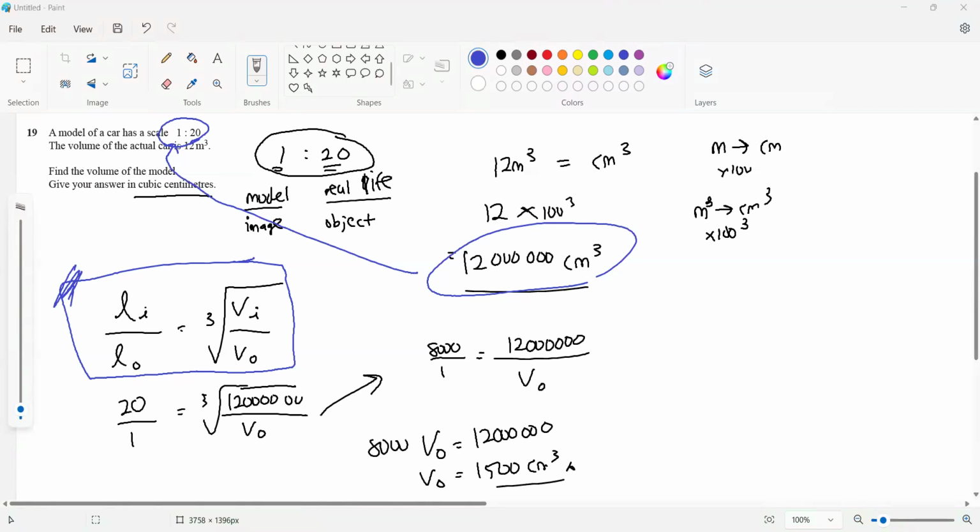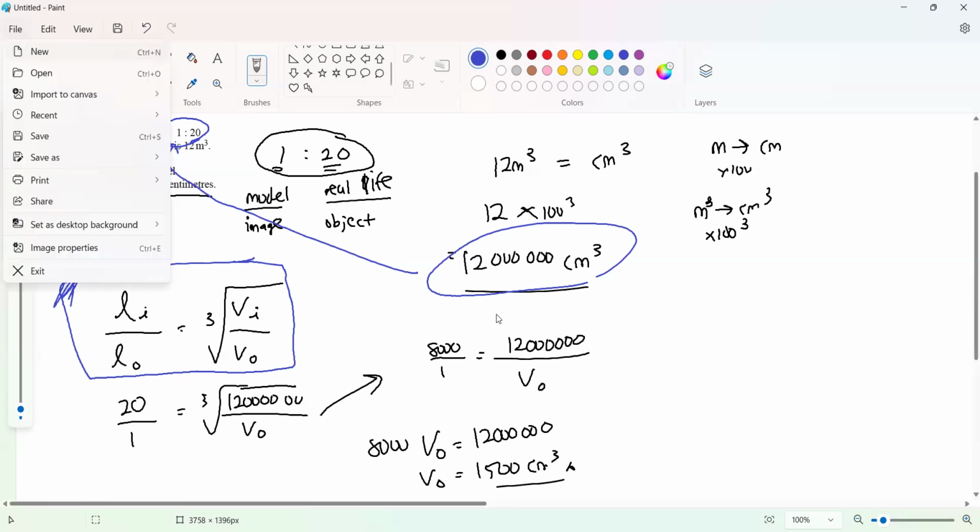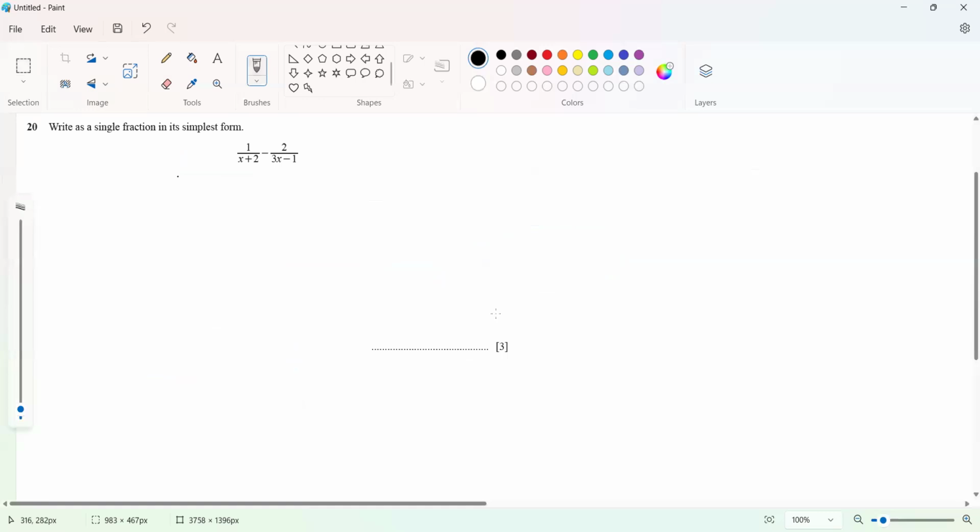So moving on to number 20. For number 20, we have 1 over x plus 2 minus 2 over 3x minus 1. First of all, the denominators have to be the same. There's nothing that they have in common, so we can just borrow the denominators and multiply.